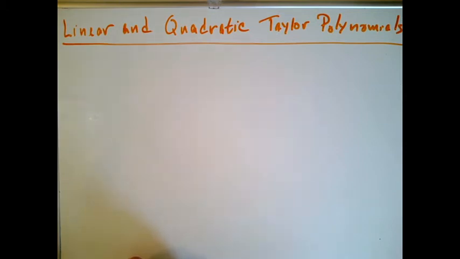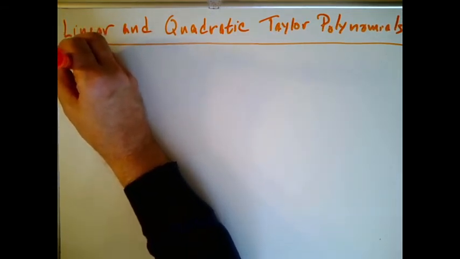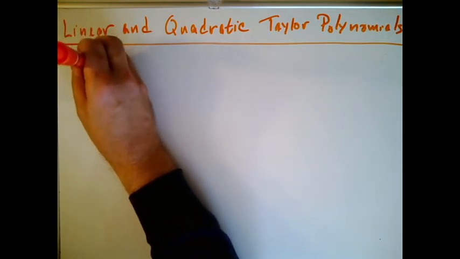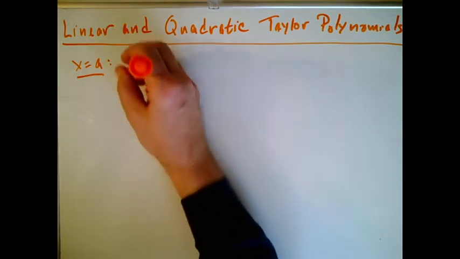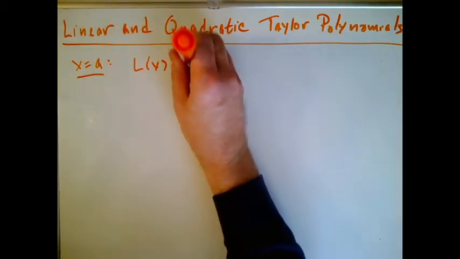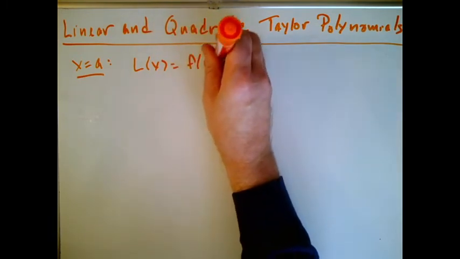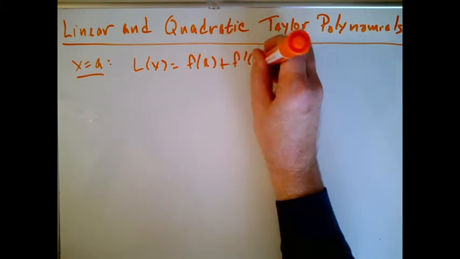Let's recap the linear and quadratic Taylor polynomials from Calc 2 and Calc 1. In Calc 1, we used the linearization a lot. And what we always had to do is start with some value of a. We were usually trying to approximate some function value near a, and we would write down the equation of the tangent line. And it would always start out f of a plus f prime of a times x minus a.